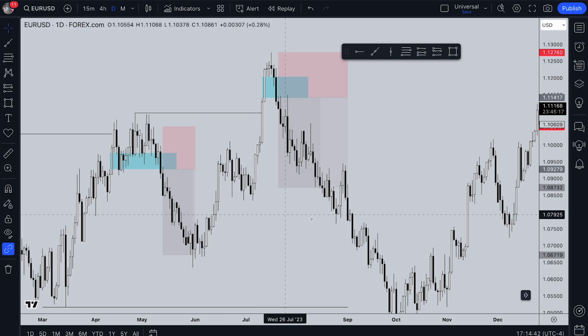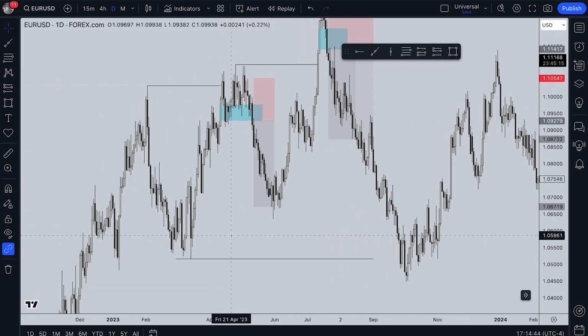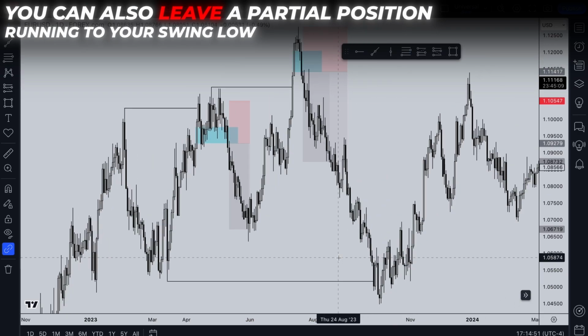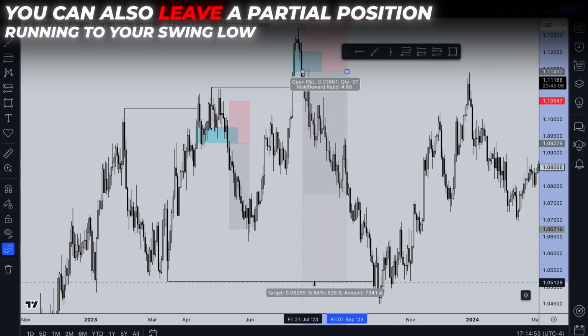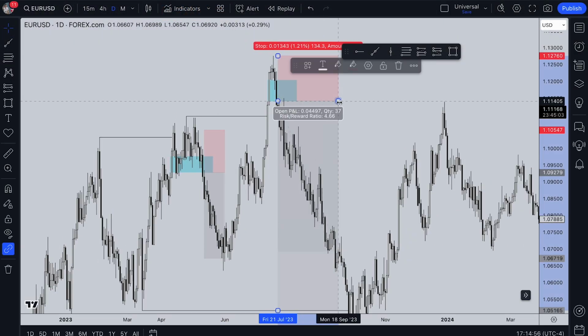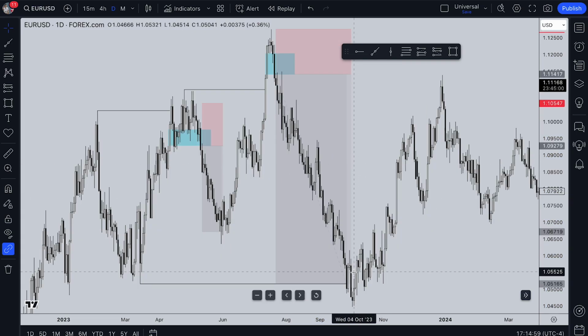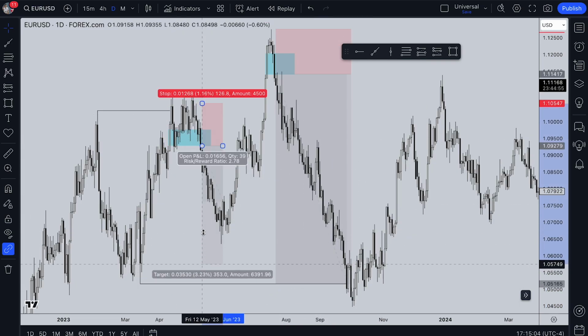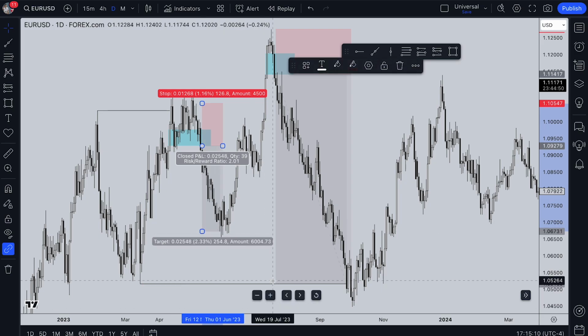What I would also like to mention as well is obviously we had a swing low down here on the monthly. You can also leave a partial position running to your swing low. However, I do want to just make you aware that, like you saw in this case, it doesn't always reach the target, and that's why sticking to a fixed risk to reward like this on a 1 to 2 is very, very efficient for something that you can use.